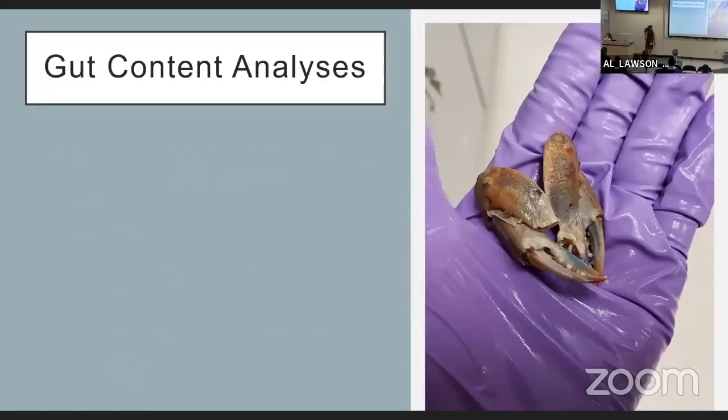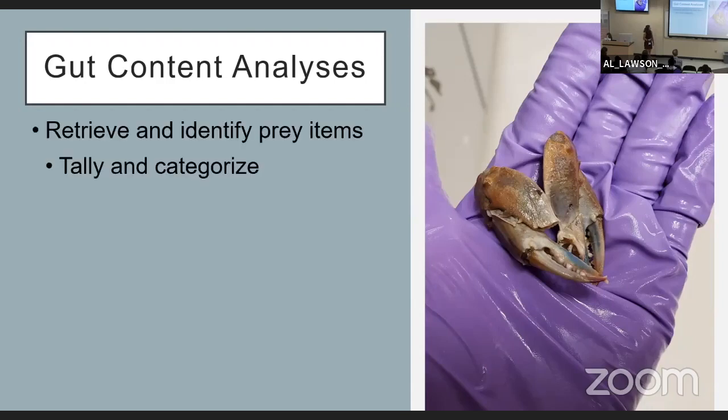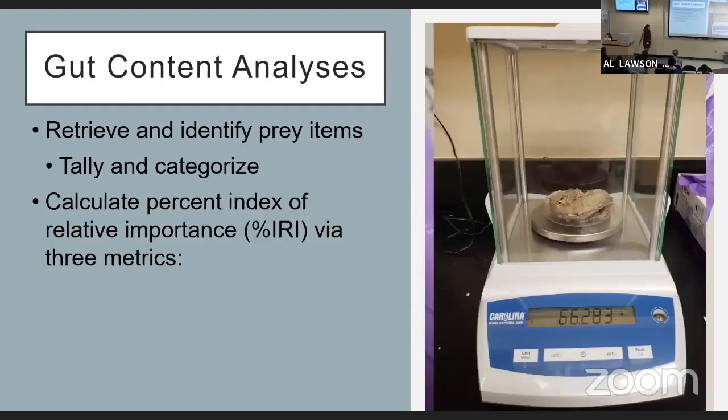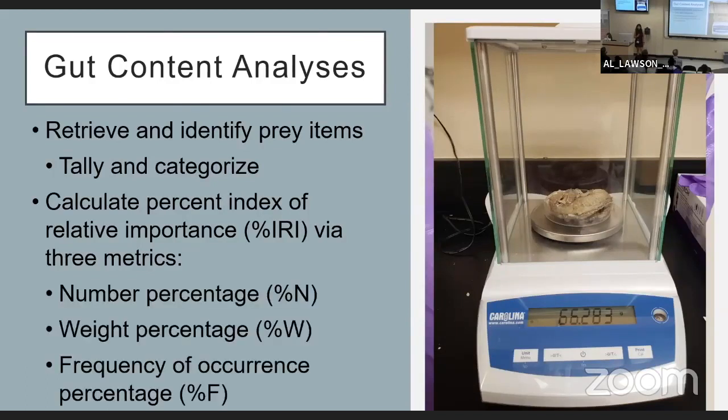So, talking about what we did for our content analysis. All of the red drum that were either small or medium sized were opened up, and the gut contents were taken out. Any prey items that we found in there were retrieved and identified, then tallied and categorized. We used that data to calculate the percent index of relative importance, or percent IRI, via 3 different metrics: number percentage, weight percentage, and frequency of occurrence percentage.